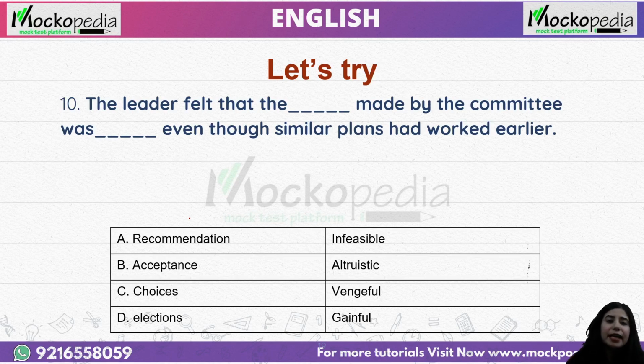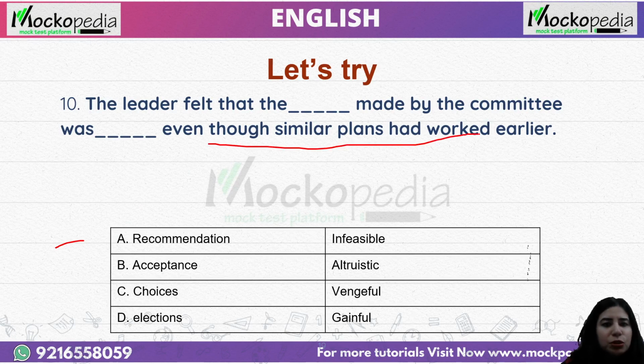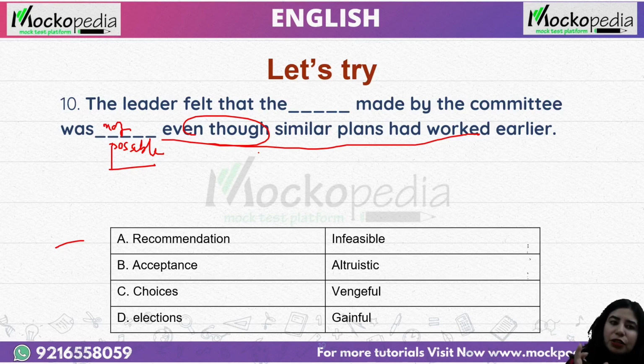The leader felt that the dash made by the committee was dash, even though similar plans had worked earlier. So, are you able to see that we are talking about even though similar plans had worked earlier? So, there is a transition. So, this was something which was not possible, right? Are you able to understand? Similar plans had worked earlier, but we are having this transition though.